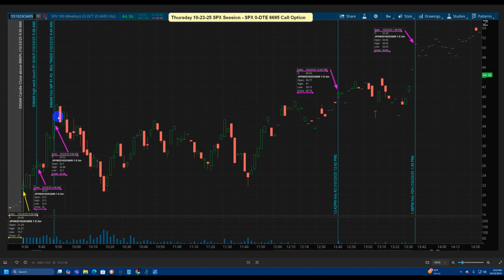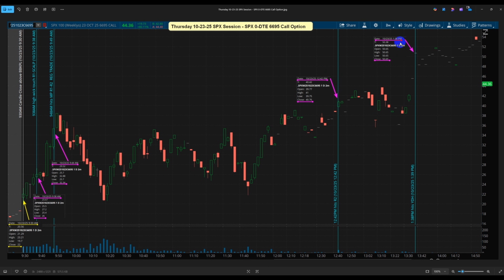Here is the 1.5 level move, 9:44 a.m. close 32.34. Here is where it hits the R2 level, the 2-level move, close 40.76 at 12:42. Here's the 1:38 p.m. where it did hit YDH, close $50.65.